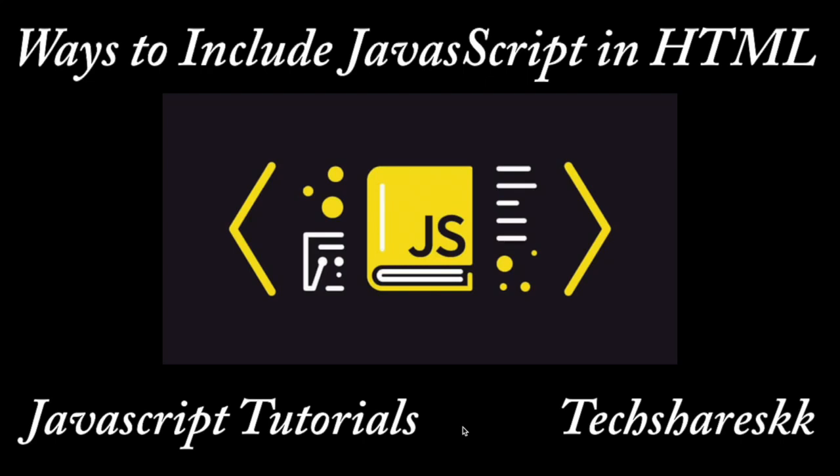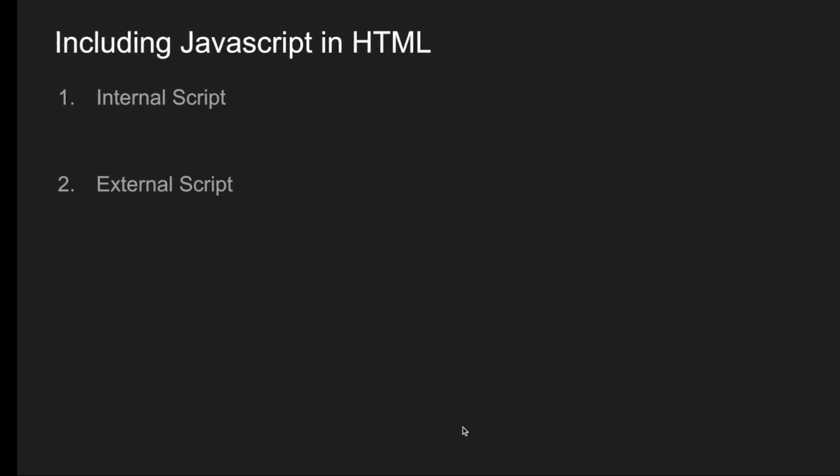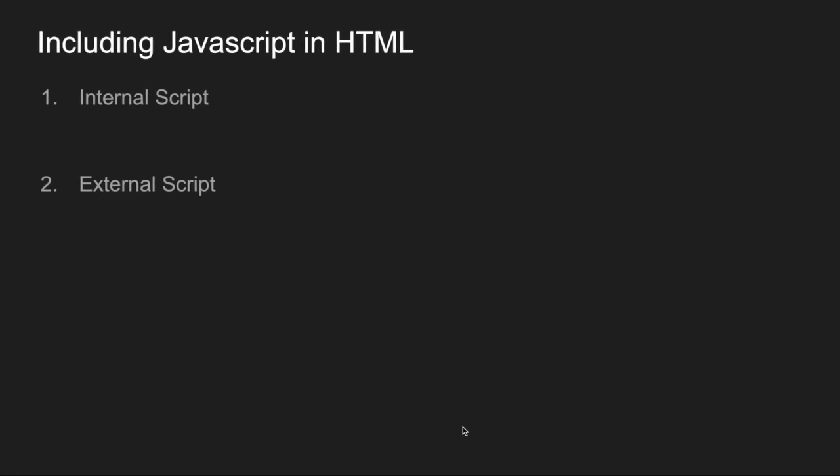In this video, we will learn how to include our JavaScript into HTML. And we have different ways of including this. We'll learn all the ways of including the JavaScript in your HTML. So let me quickly jump into another slide. So here we can see there are two types of JavaScript inclusion into our HTML, that is internal script and external script. First we'll learn about internal script and then we'll learn about external script.